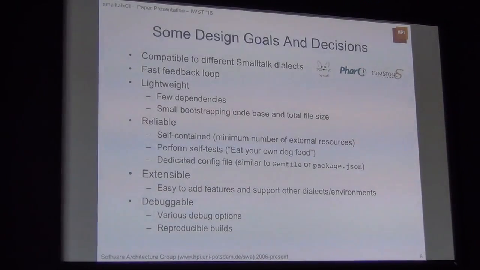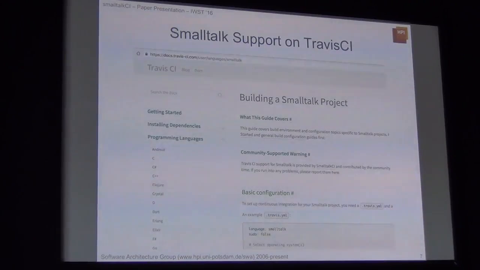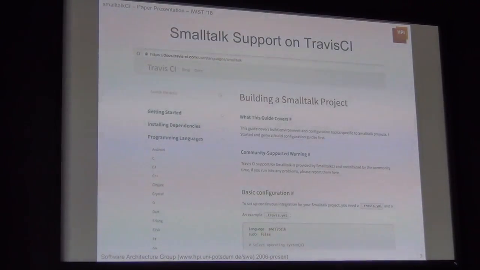So we built Smalltalk CI, and we do know a few people working at Travis CI because they're based in Berlin. And so we were actually able to add Smalltalk support on the Travis platform. So this is the Travis documentation website. On the left there's a list of programming languages. It's pretty long, but you'll find Smalltalk in there, and this is actually the documentation. So Smalltalk is officially supported on Travis CI, and you can use that out of the box.